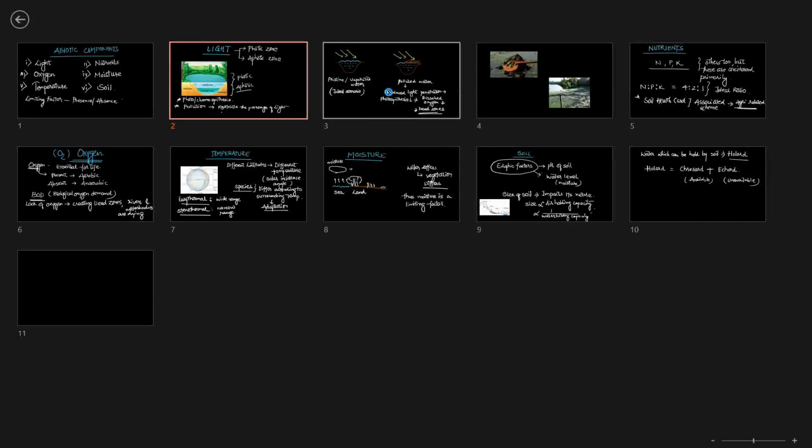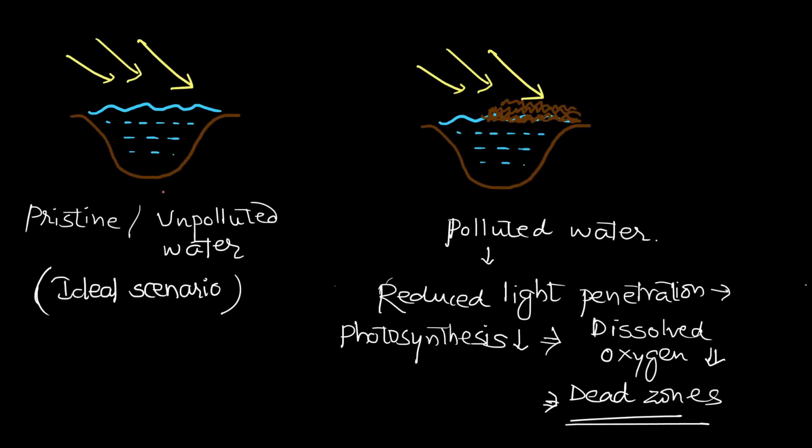So we have two diagrams over here. The first one is pristine or unpolluted water, meaning completely clean water, which is obviously an ideal scenario which cannot be possible in day-to-day lives. But in an ideal scenario, or if there is very low pollution, then almost all the sunlight can penetrate, so it will be a huge surface area, a lot of penetration will happen, and that is why a lot of photosynthesis will be taking place.